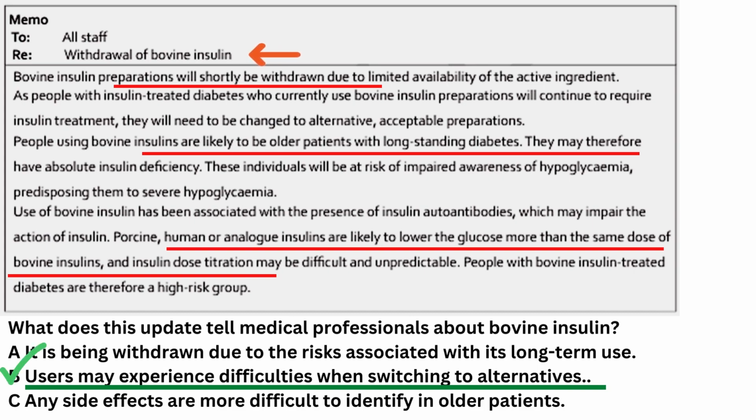The second and the third lines mention that people with insulin-treated diabetes who currently use bovine insulin preparations will continue to require insulin treatment and they will need to be changed to an alternative type of insulin. Then, if you read the remaining portion of the paragraph, you will understand that it talks about the problems that may be caused due to the change from bovine insulin to any other alternative. This suggests that the answer is option B, that says, users may experience difficulties when switching to alternatives.